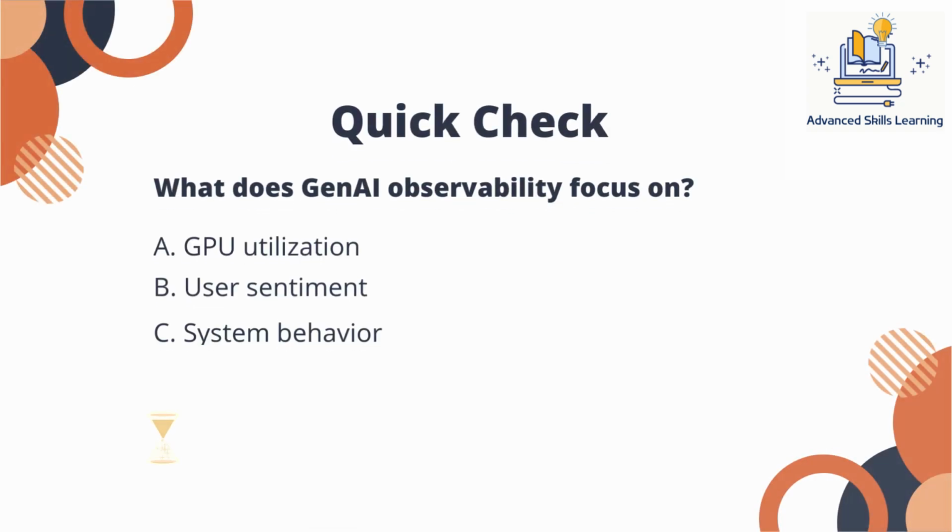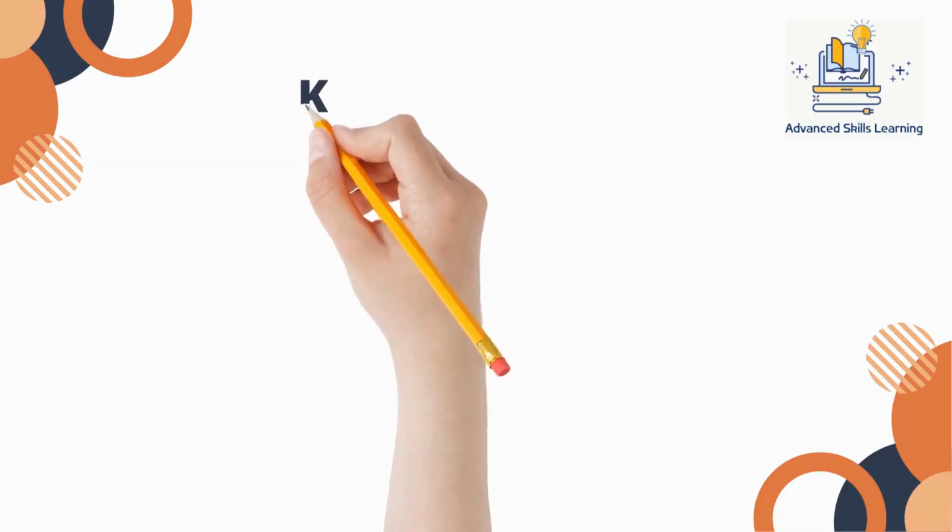Let's do one more quick check, 2 seconds. What does GenAI observability primarily focus on? A. GPU utilization. B. User sentiment. C. System behavior. Keep your guess. The answer is C. System behavior.